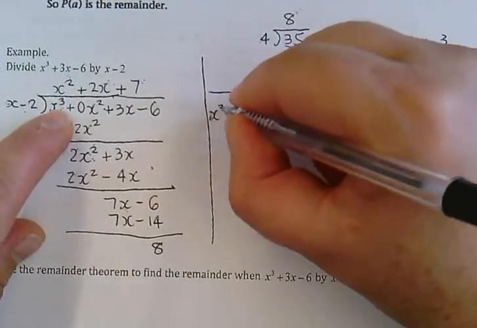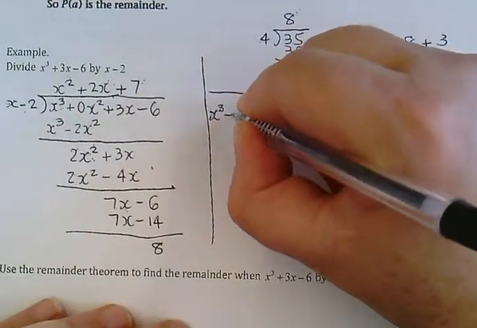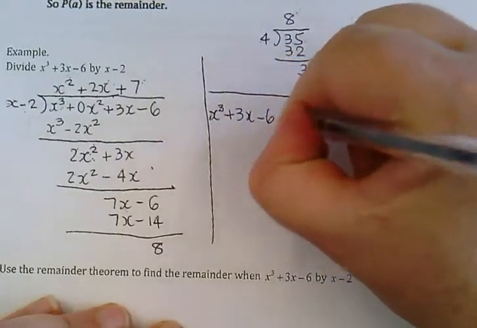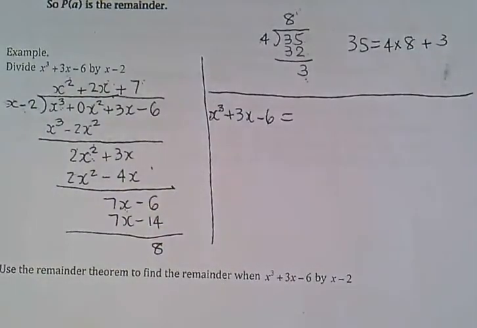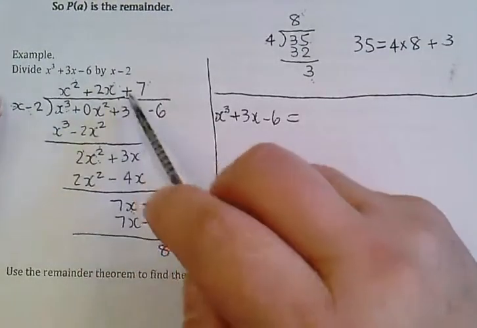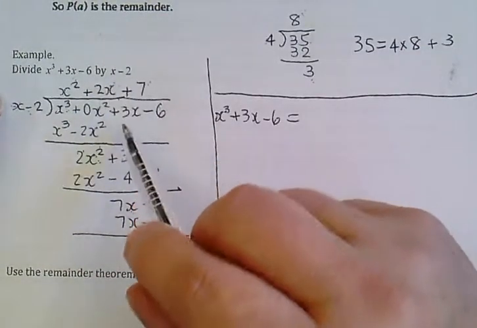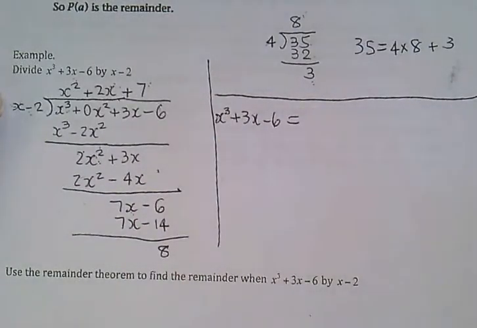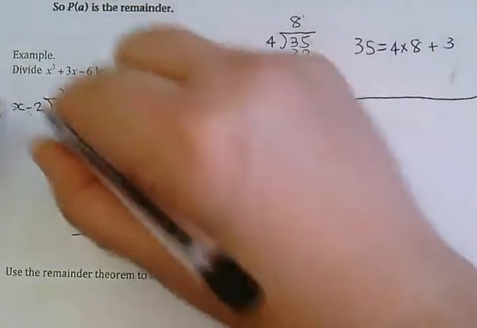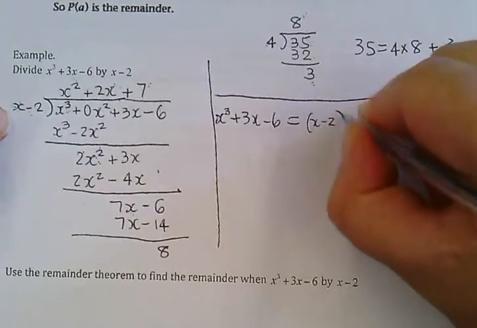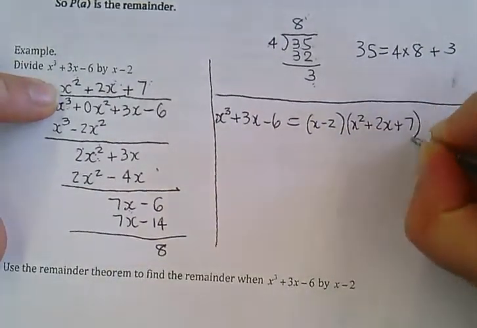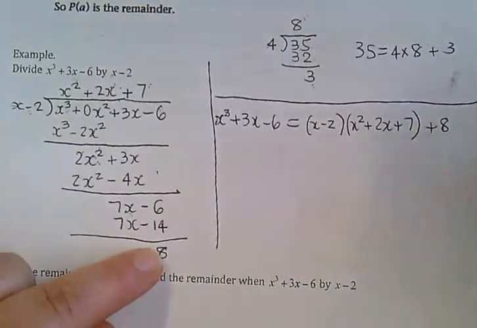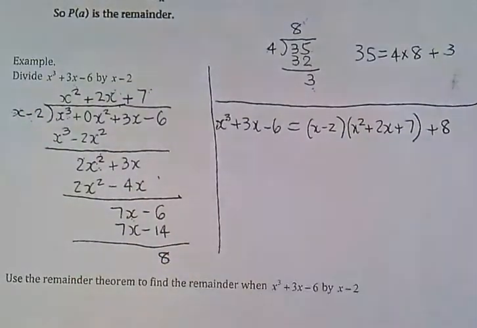This x cubed plus 3x minus 6 equals that times that: the divisor times the quotient. This is the divisor, what you're dividing by, and this is the quotient. When you divide two numbers and get an answer, that's called the quotient. So it's your divisor times your quotient plus the remainder. Now, if the remainder is 0, it means it divides into it evenly.